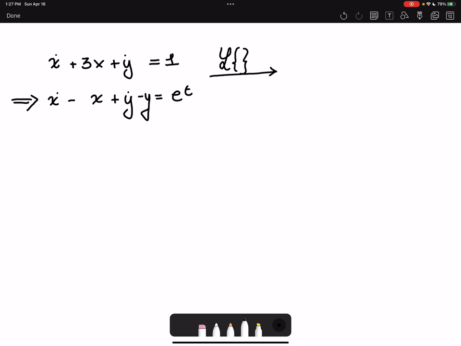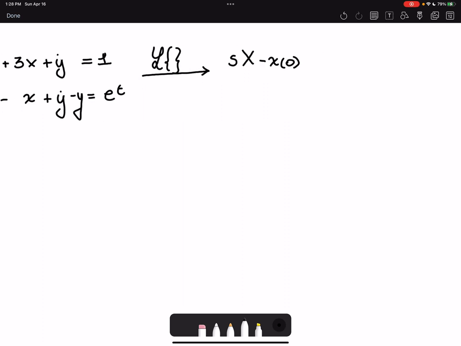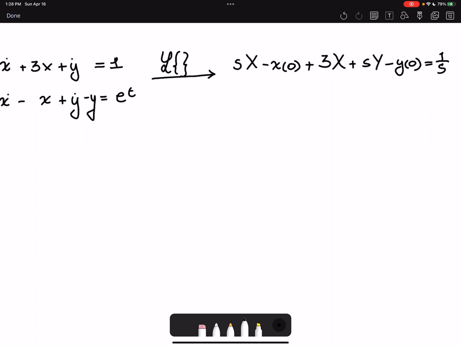What's the Laplace of x dot? Well, that's going to be s times big X of s. I'm going to omit the s for readability. Minus x of 0. Then we get 3, which can be factored out of the Laplace, applied to x, which just becomes big X of s. And then here we have s times the big Y of s, but I'm not going to write that for readability, minus small y of 0. And all of that is 1 over s because the Laplace of 1 is 1 over s.